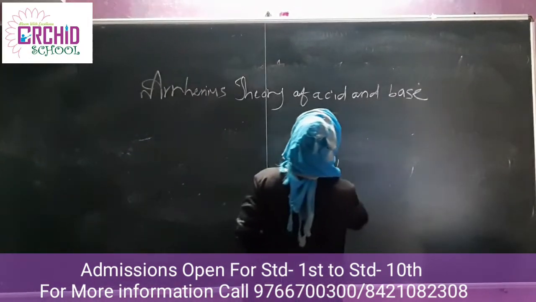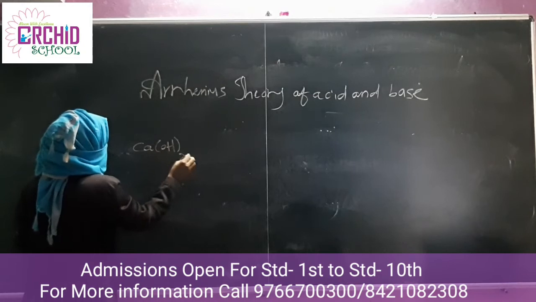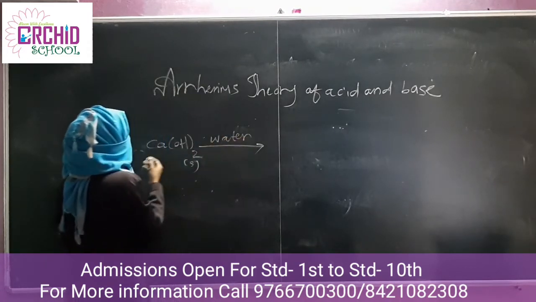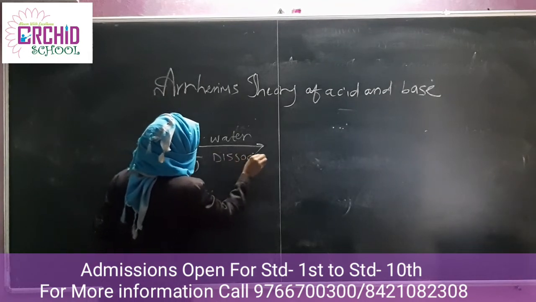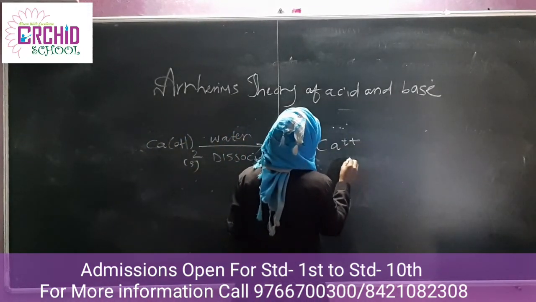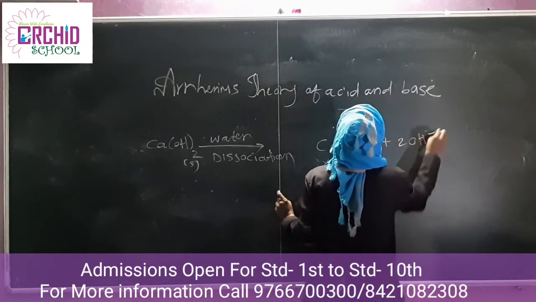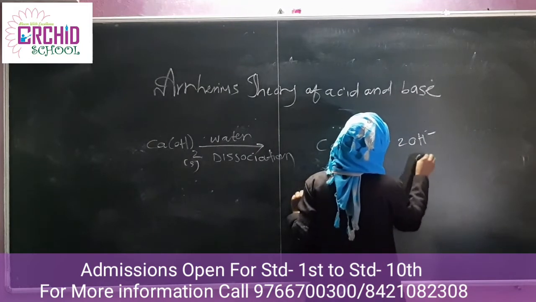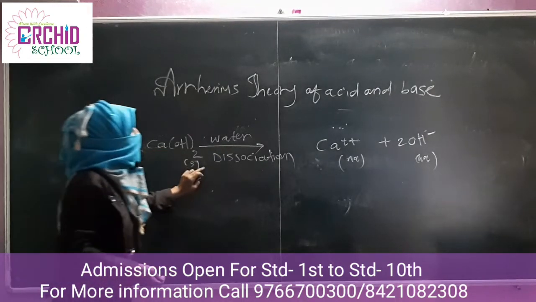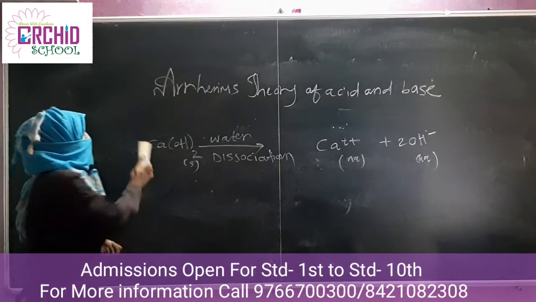We have another example: calcium hydroxide. Whenever we dissolve calcium hydroxide in water, dissociation occurs and we get Ca two positive as a cation in aqueous solution and OH negative, two of them, because we have two hydroxide groups here. In this way, a base is a substance that dissolves in water forming the OH negative ion only as an anion.